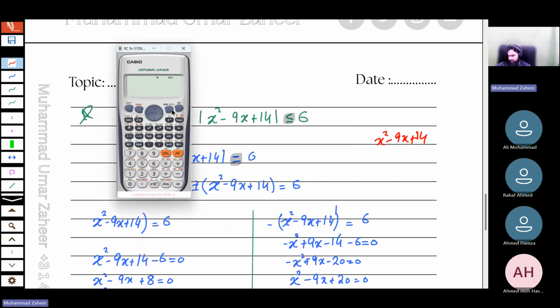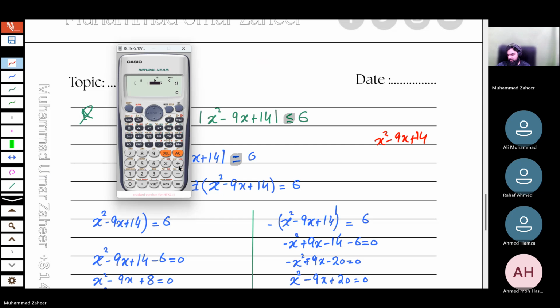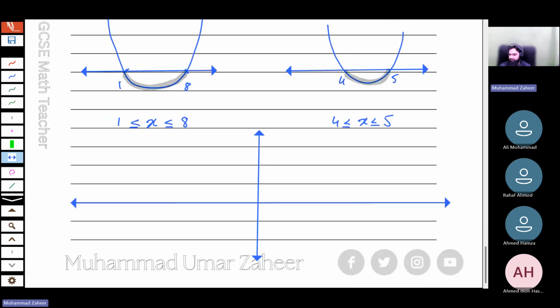It is quadratic. We have 1, minus 9, 14. So it is 7 and 2. It is 7 and 2. So the graph is going to be at 2 and 7. So the shape of the graph is going to look like this.